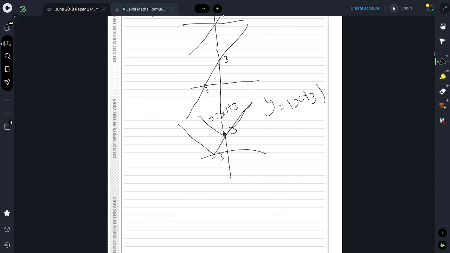So if the y-intercept is the same at 3, and they both go off here, they're going to be the same line, aren't they? Because the gradient is also the same at this part, right? So they're going to be on top of each other, so they're going to be identical at this point.